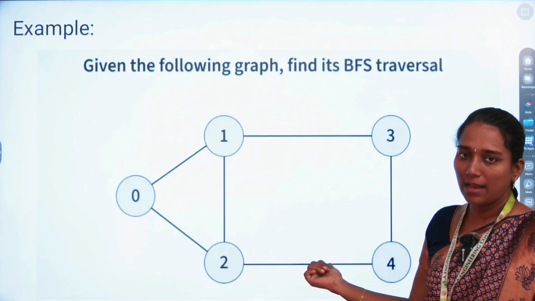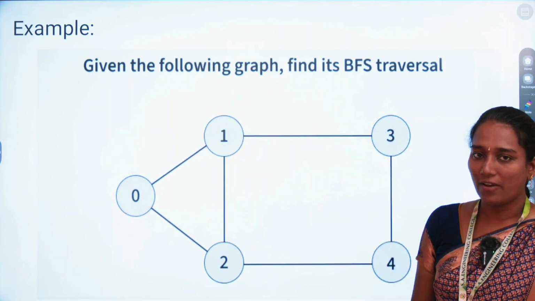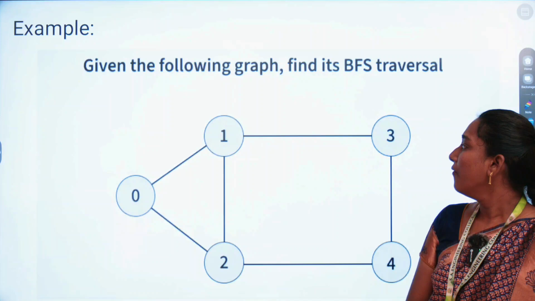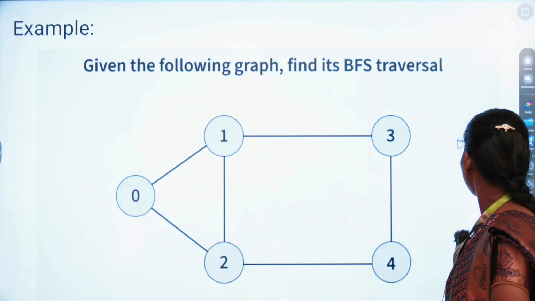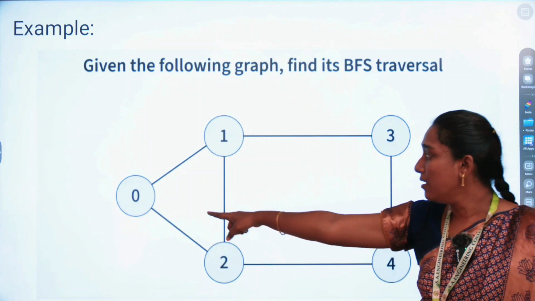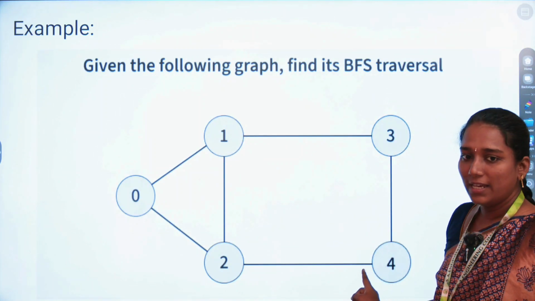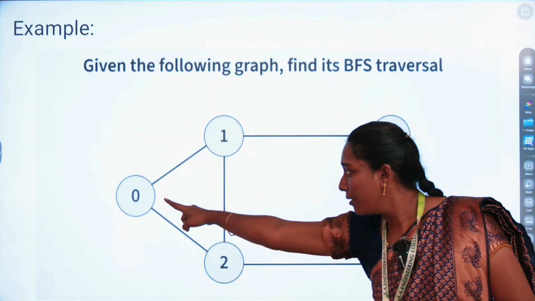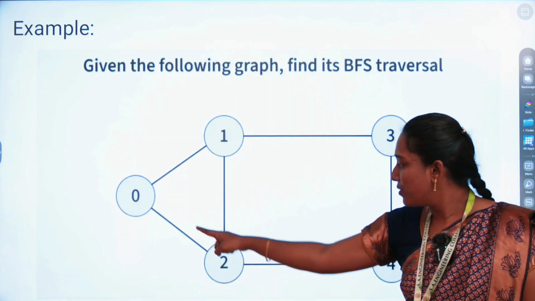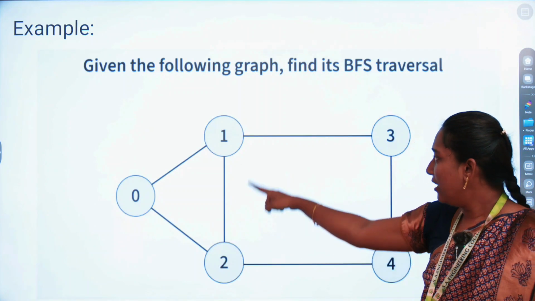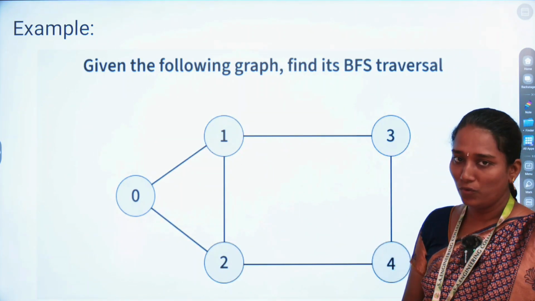Let's see one example in BFS. Given the following graph, find its BFS traversal. So here we have nodes 0, 1, 2, 3, 4. How many nodes do we have here? 0, 1, 2, 3, 4, we have 5 nodes here. How many edges? From 0 to 1 is one edge, then from 0 to 2, then 2, 3, 4, 5 and 6. There are 6 edges and 5 nodes.